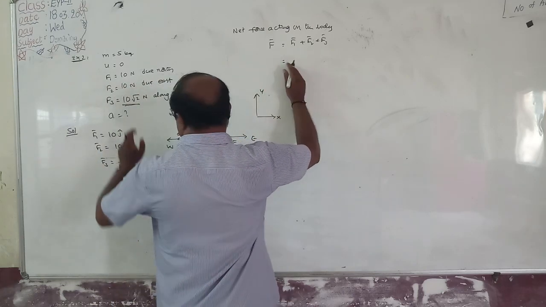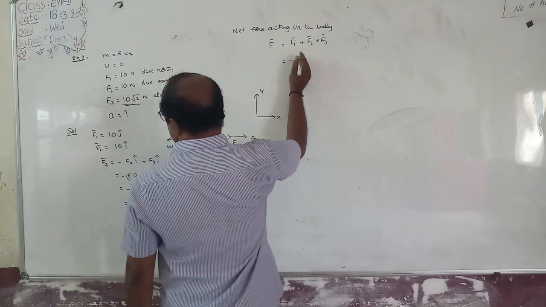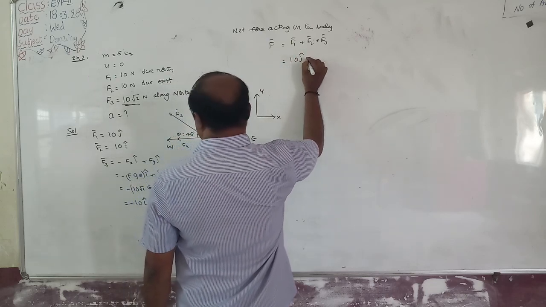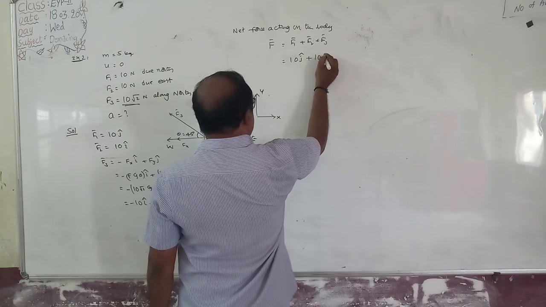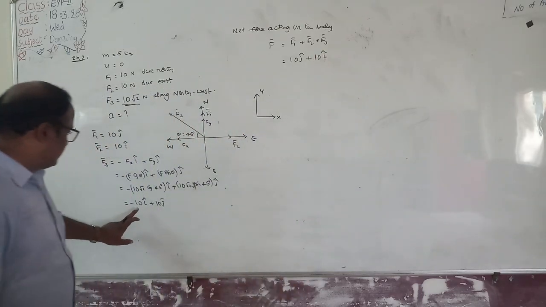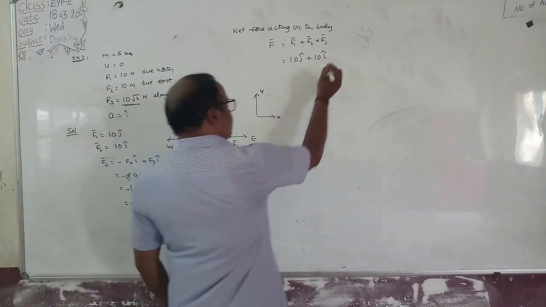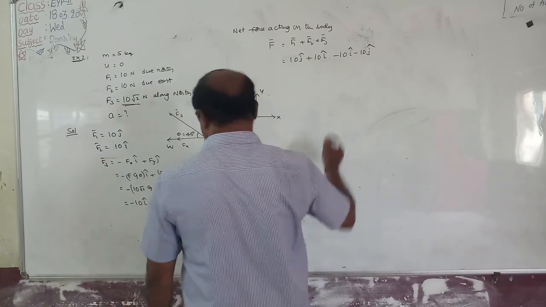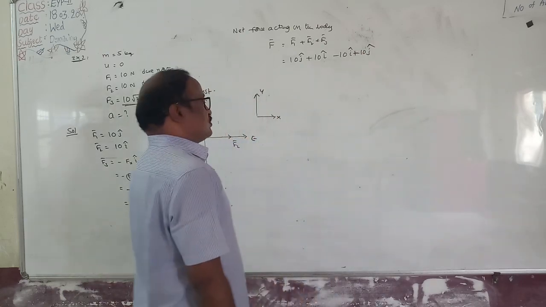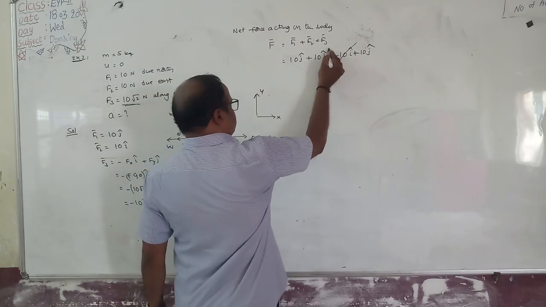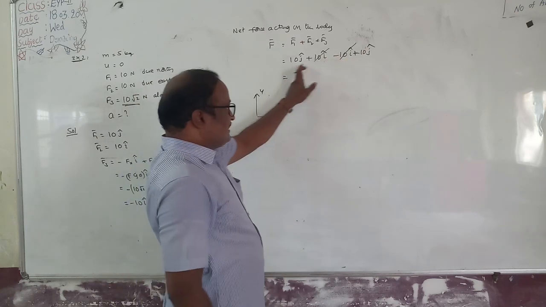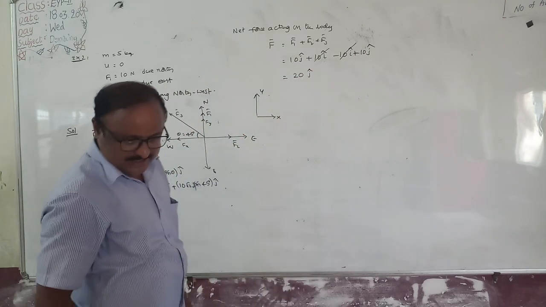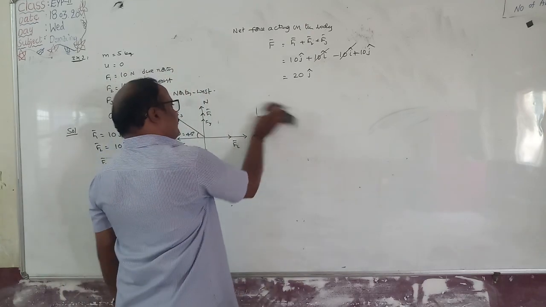F1 bar is equal to minus 10 j cap. F2 bar is equal to plus 10 i cap. F3 bar is equal to minus 10 i cap plus 10 j cap. Minus 10 i cap minus 10 j cap plus 10 j cap. So minus 10 i cap plus 10 i cap cancel. 10 j cap plus 10 j cap is equal to 20 j cap. So this is the formula for net force.